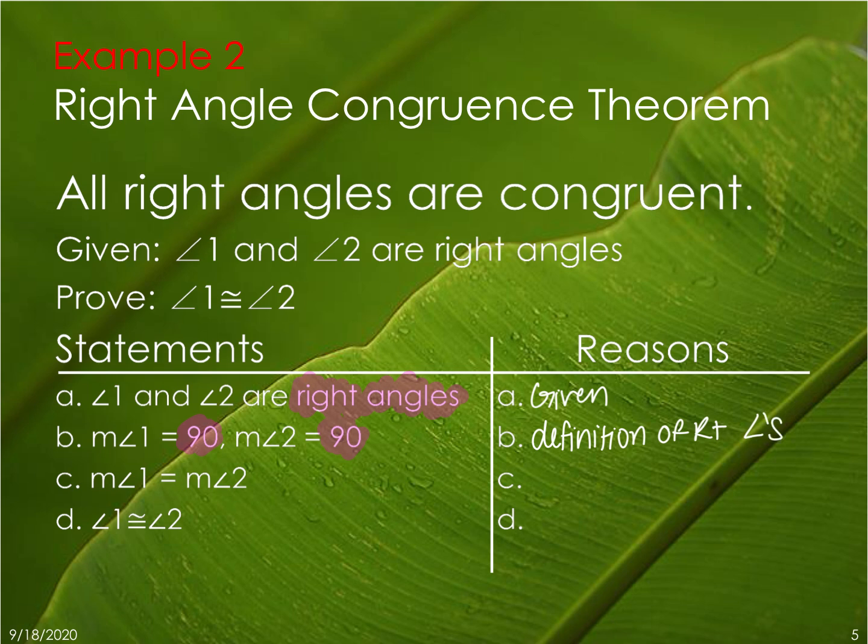All right, looking at the third one. What's happening from B to C? How am I getting from B to C? What am I doing? Transitive or substitution. Good. It could either be transitive, meaning I'm getting rid of that 90, the overlap, or I'm substituting the measure of angle 2 for 90.